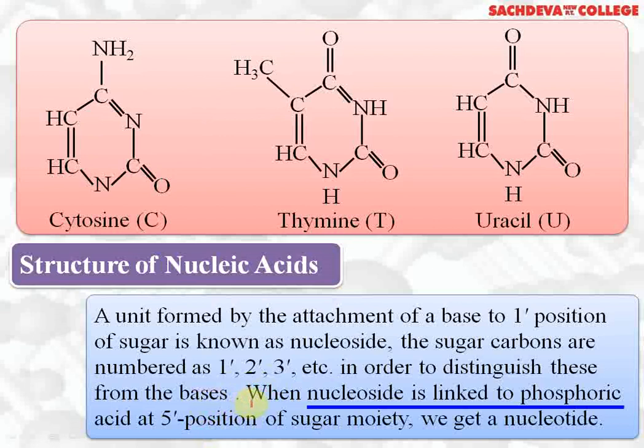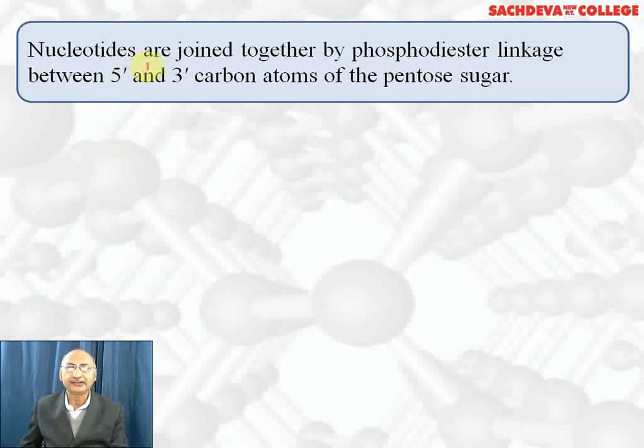When the nucleoside is linked to the phosphoric acid at the 5' position of sugar moiety, we get a nucleotide. So the difference between nucleoside and nucleotide is that nucleotide, along with sugar and heterocyclic base, contains phosphoric acid residue also, which is linked to 5' position of the sugar, which is ribose or deoxyribose. Nucleotides are joined together by phosphodiester linkage between 5' and 3' carbon atoms of the pentose sugar.